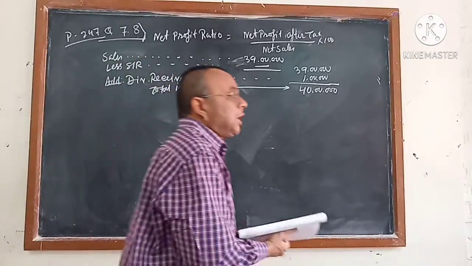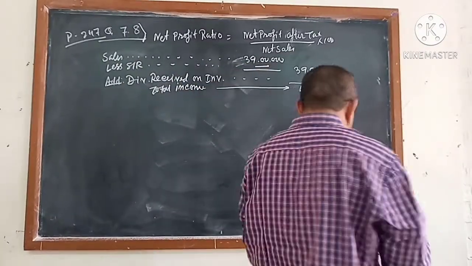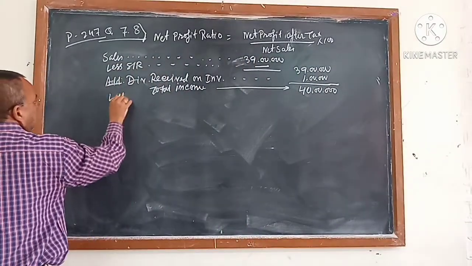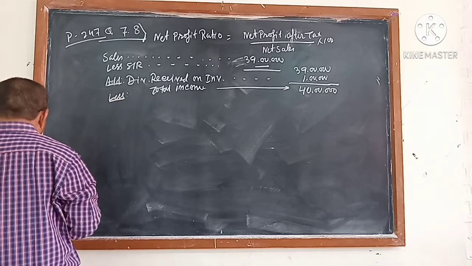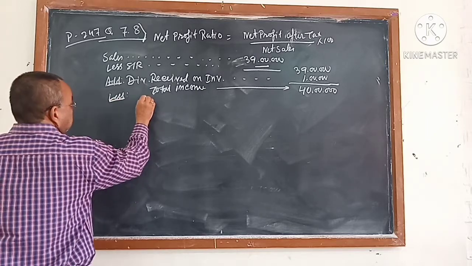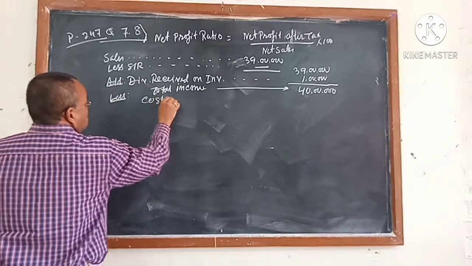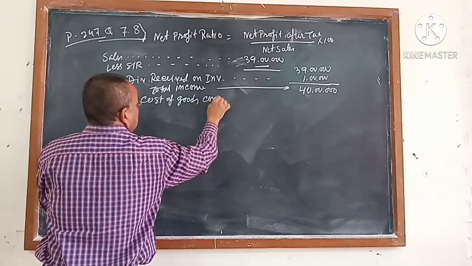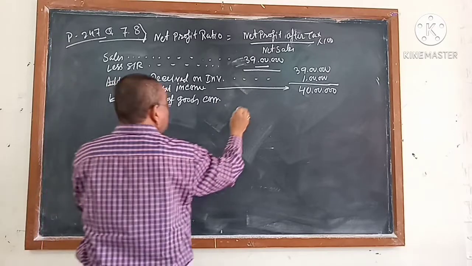Now we are going to find out the total expense. Next, we have to deduct the expense. What are the expenses coming? Cost of goods consumed. How much? 25 lakhs.